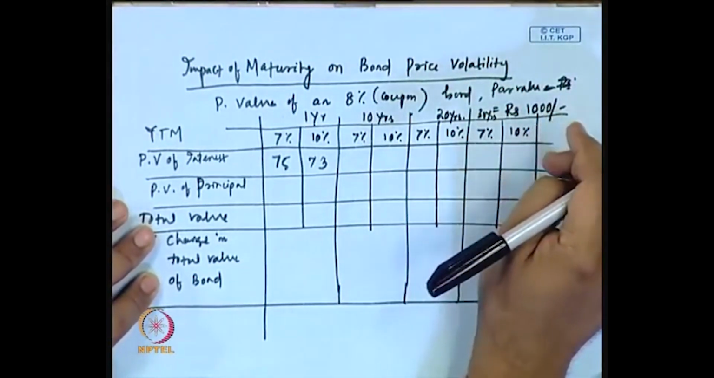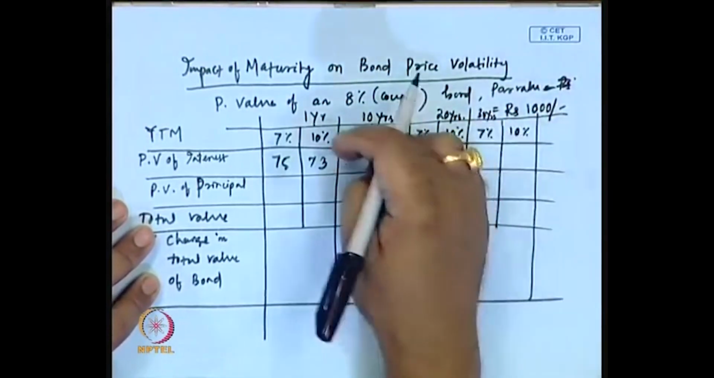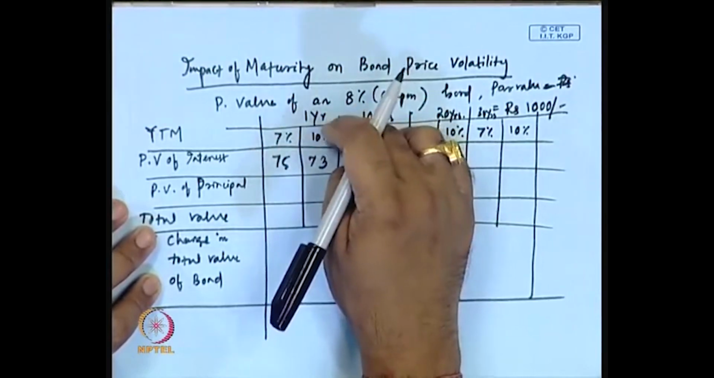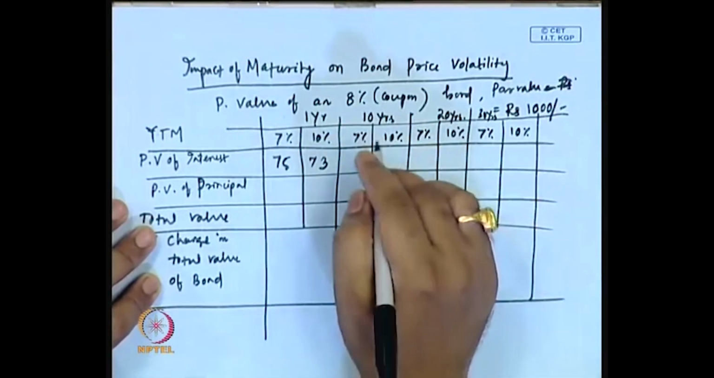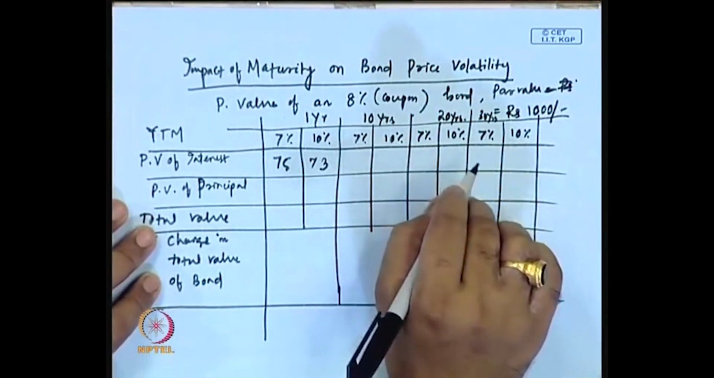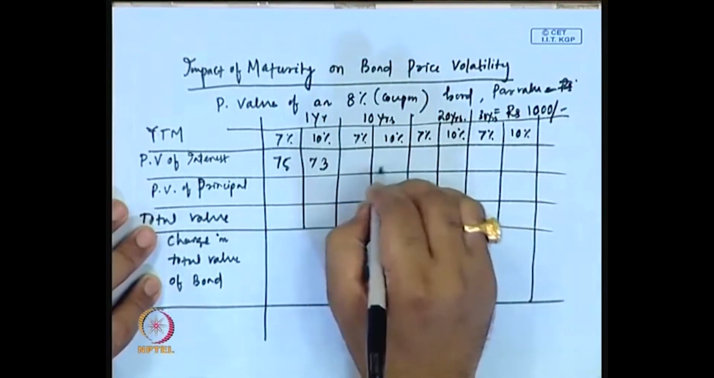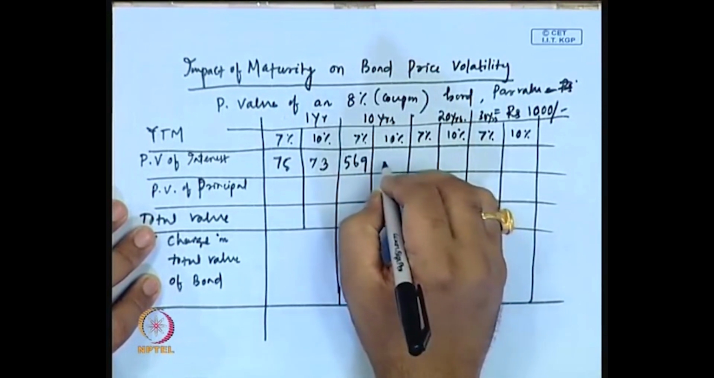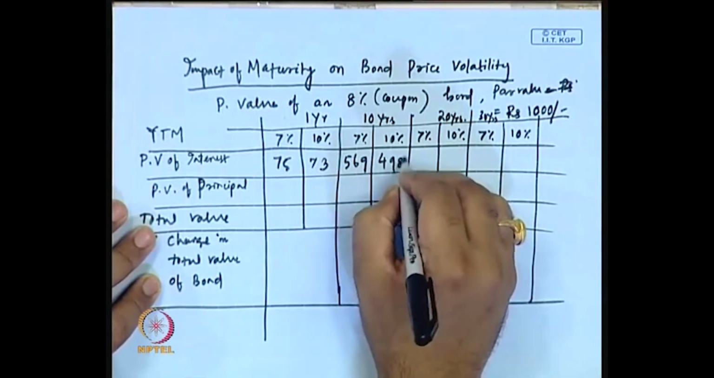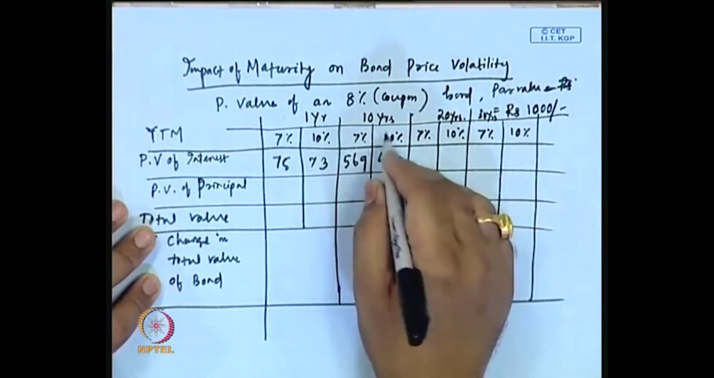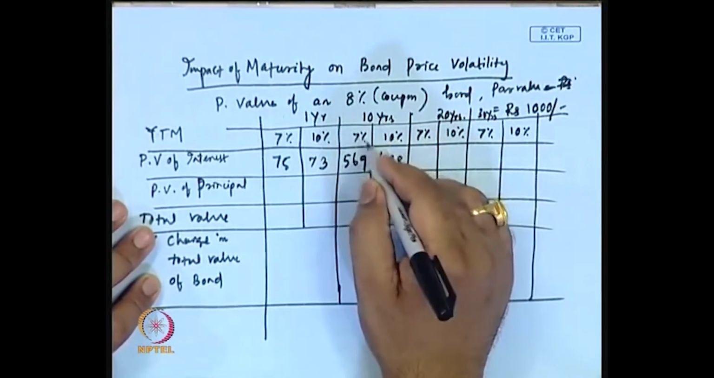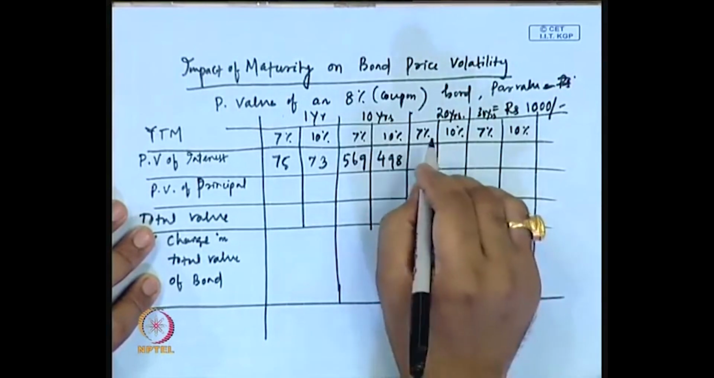It is an 8% coupon, that is why it is discounted at 7%. 80 rupees has been discounted at 7%, and here 80 rupees has been discounted at 10%. Already you know that the interest rate has an inverse relationship with the price of the bond. So it will be 569, this will be 498, because these are all 10 years, that means 80 is the coupon; you are discounting at 7%, and here the 80 has been discounted at 10%.